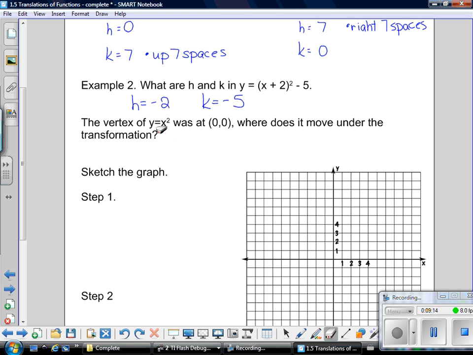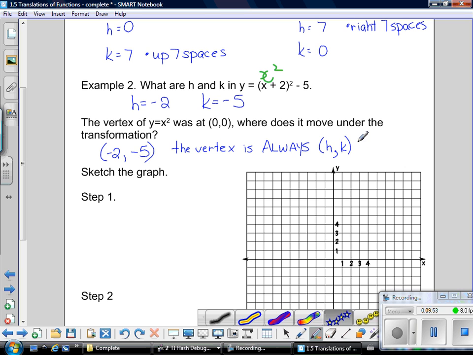Now, the vertex of y equals x squared was 0, 0. Where does it move under the following transformation? Before I did any translations, before I slid anything, this was x squared, with nothing added or subtracted. So what happens to this? My vertex has now changed. My vertex has become negative 2, negative 5. So the vertex is always the values of h and k. Very important, so you might want to put a star beside that. Very important.